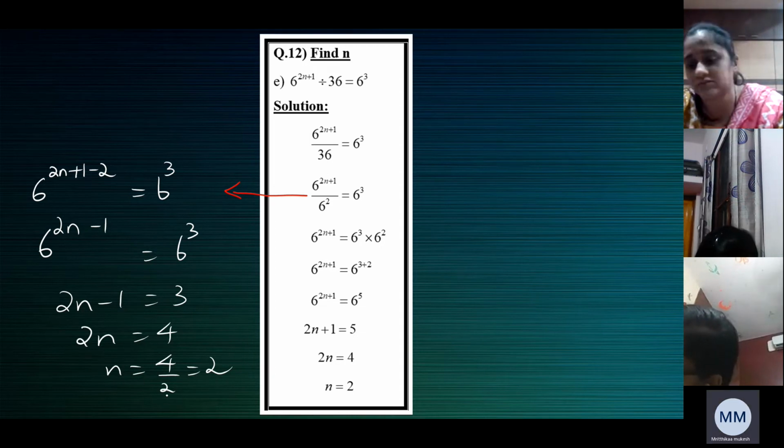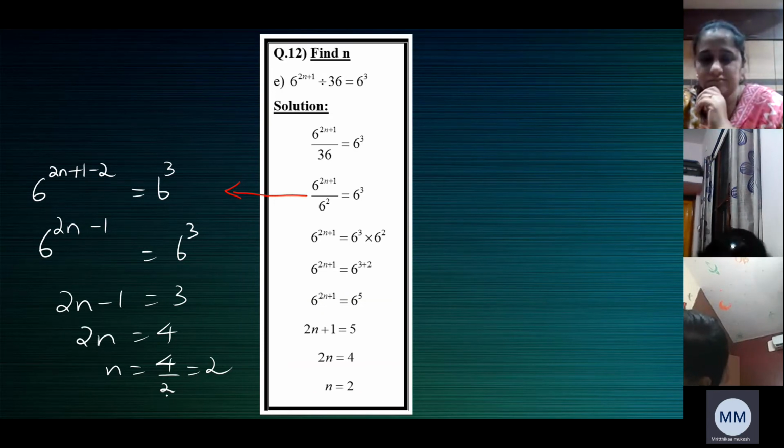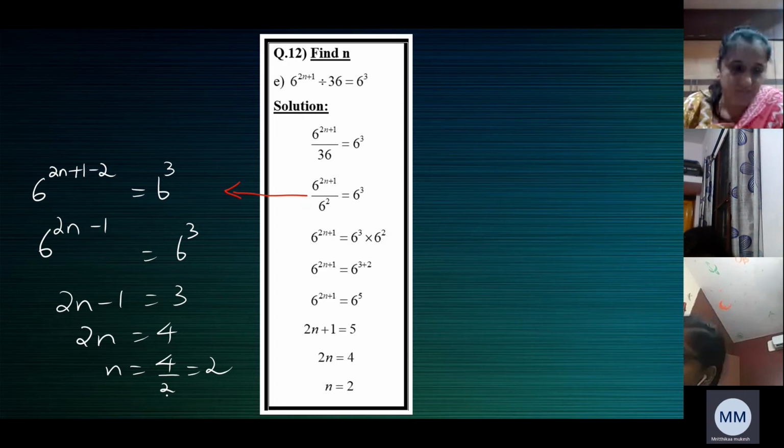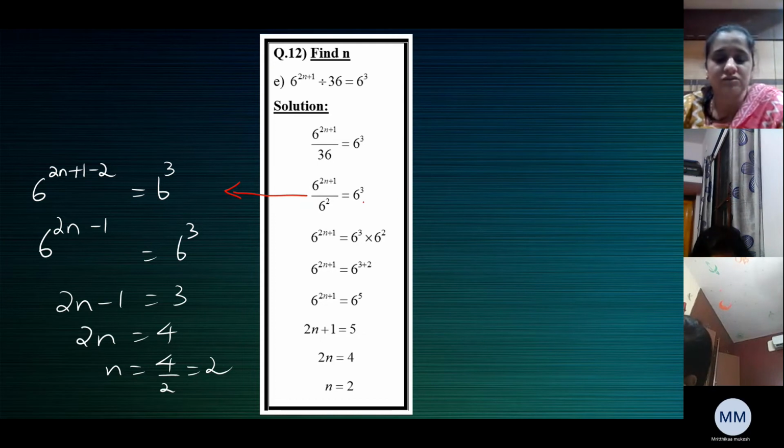Ma'am, excuse me, ma'am. Can you explain how to do it with cross multiplication? I can understand the one you did without cross multiplication, ma'am. How to do it with cross multiplication? Can you please explain? Yeah. So here at this stage, you can cross multiply. Do you understand that?